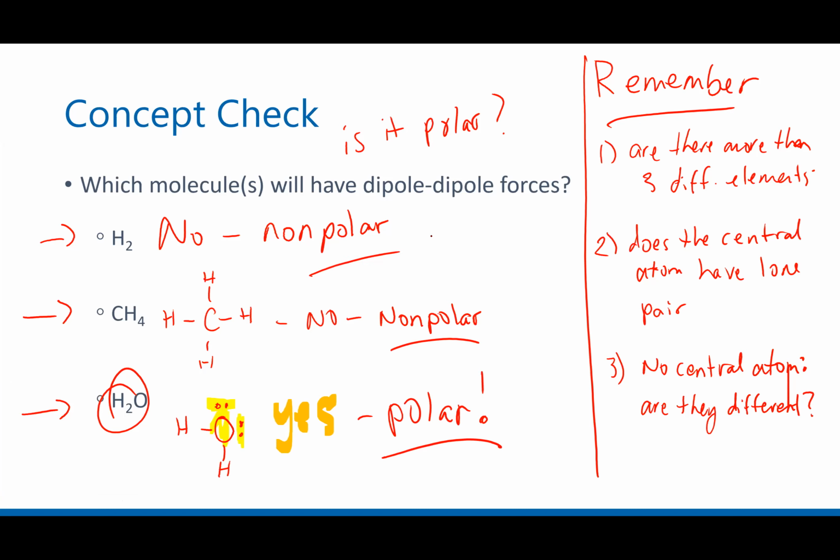Cool. So what that means is, if I was going to write this down, H2 has London dispersion. CH4 has London dispersion. Everything has London dispersion. H2O has London dispersion. But you know what H2O also has? Dipole-dipole. Now that looks like a P, doesn't it? D, there we go.